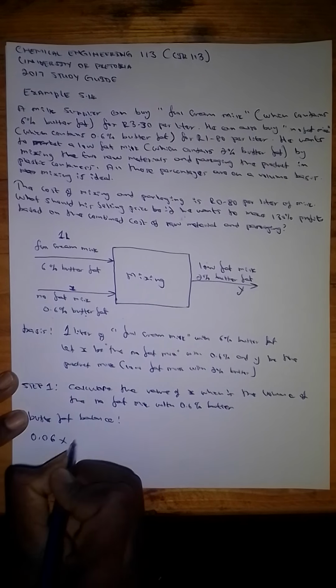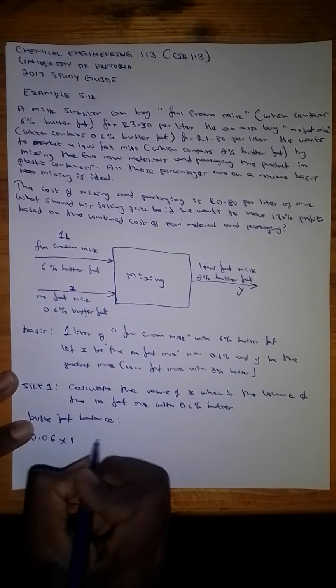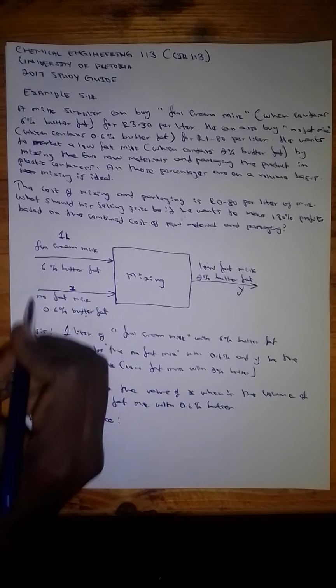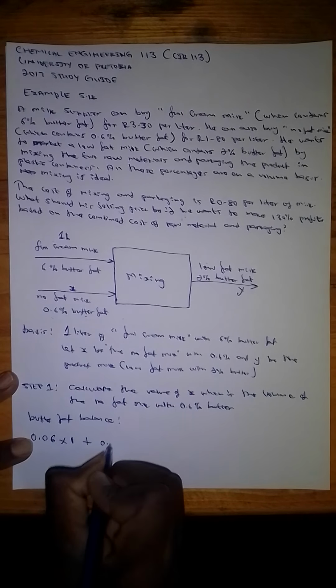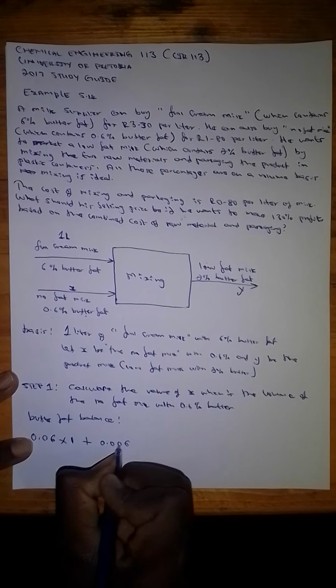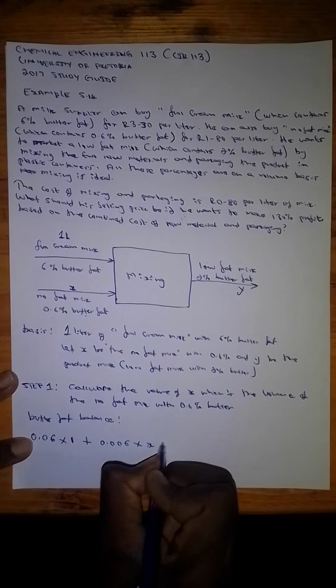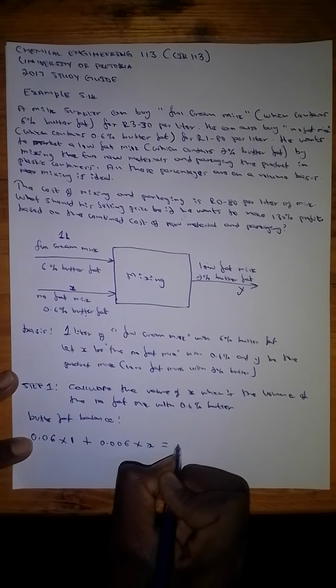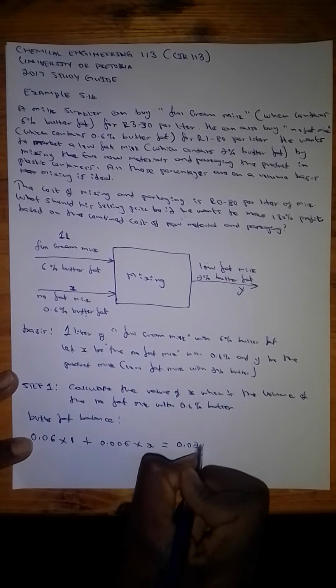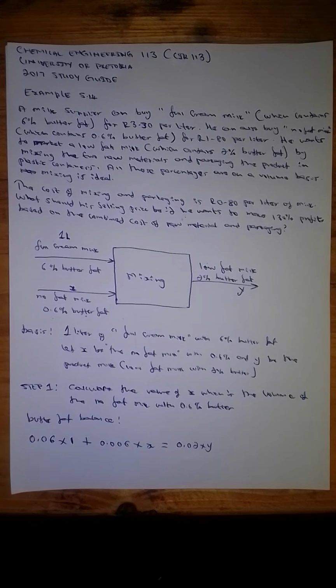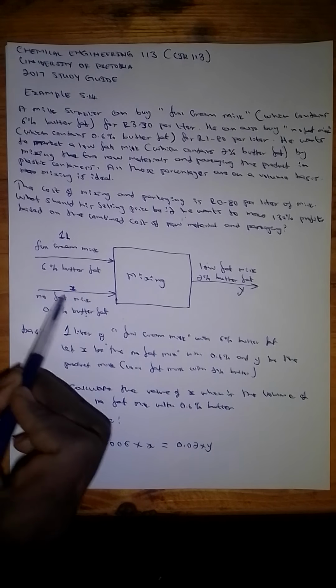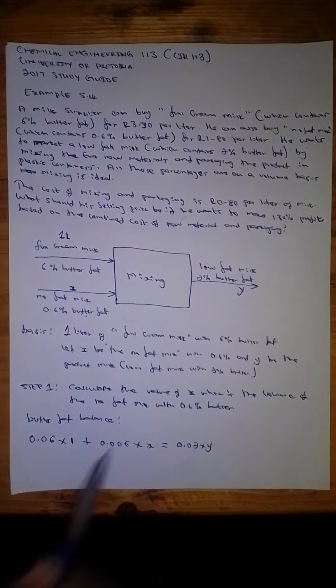So we multiply it by 1, which is the 1 liter, plus the butterfat in here, which is 0.006 multiplied by X, equals, this side is 2%, so it's 0.02 multiplied by Y. That is basically our butterfat balance equation. We have balanced the butterfat here and the butterfat here. When it mixes, it gives us the butterfat there.